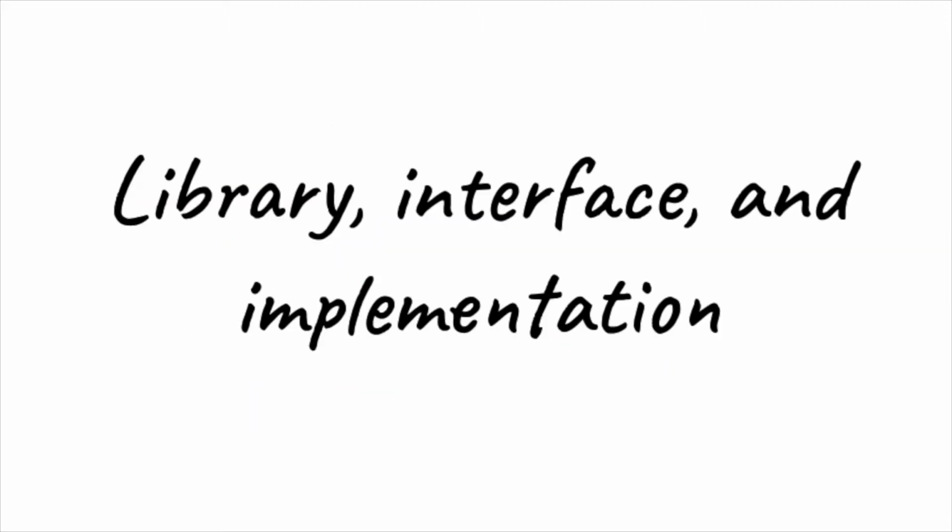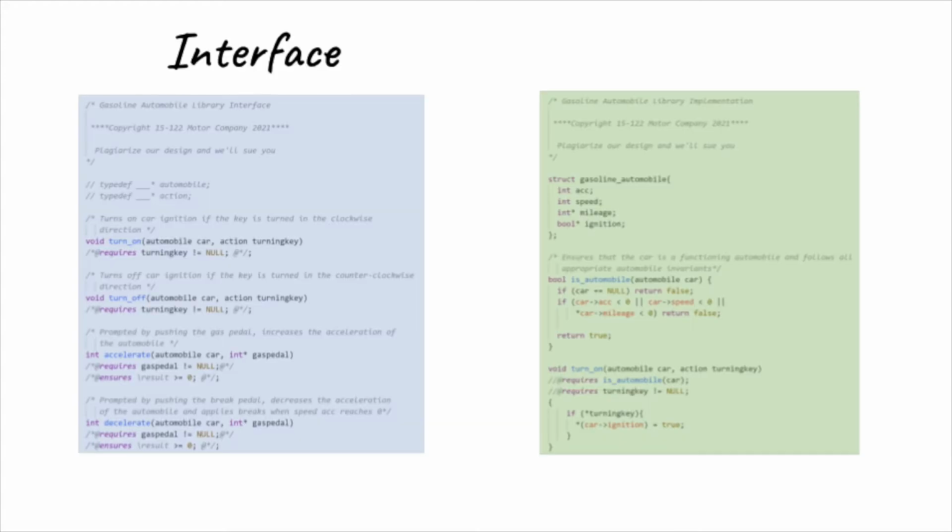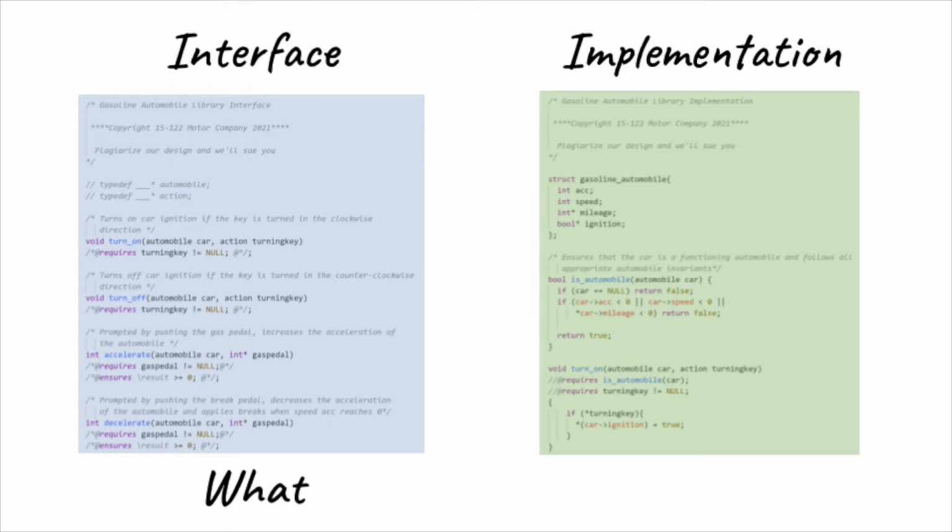Now, let's define some important terms: the library, interface, and implementation. The library is where the reusable code resides. The interface is a summary of the library functions that you, the client, are able to use. And the implementation of these functions is the code determining what the functions do. For any function, the interface focuses on what it does, while the implementation focuses on how it does it.